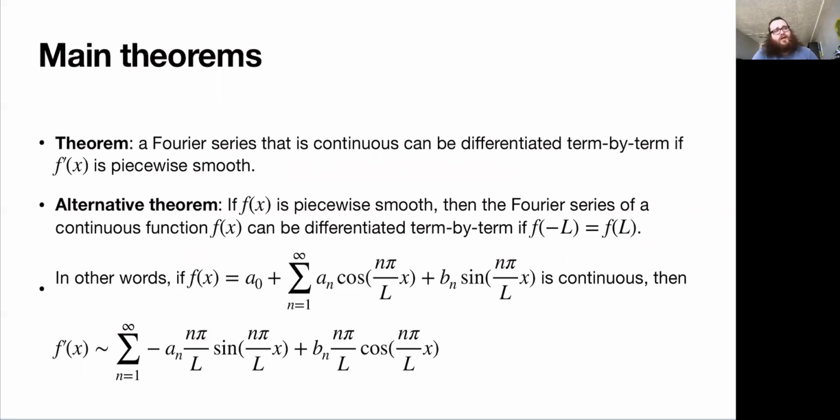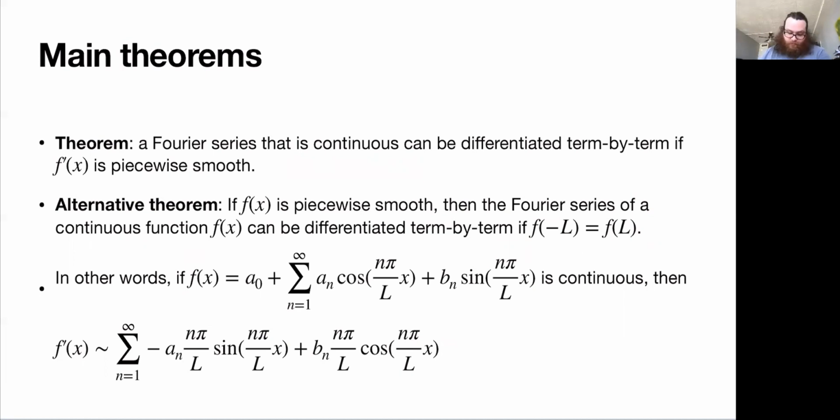Another way to phrase this is: if f is piecewise smooth, so you can get a Fourier series, and f is continuous, so that on the interior of the domain there are no jump discontinuities, then if the left and right endpoints of f agree, you can differentiate your Fourier series term by term and get the Fourier series of the derivative of the function. Okay.